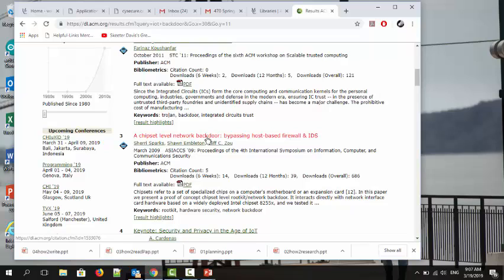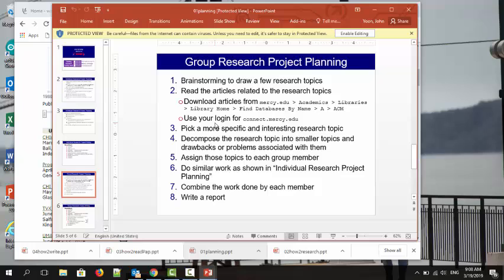So we are already at step 5, right? You pick a more specific topic and decompose the research topic into smaller ones, and then you assign those topics to each individual member. Okay. If you cannot decompose it into subtopics of your group topic, mainly because it is significantly important and decomposability doesn't make sense for your team, then you can assign two members to one topic. That is fine too, right? Then there is real collaboration.